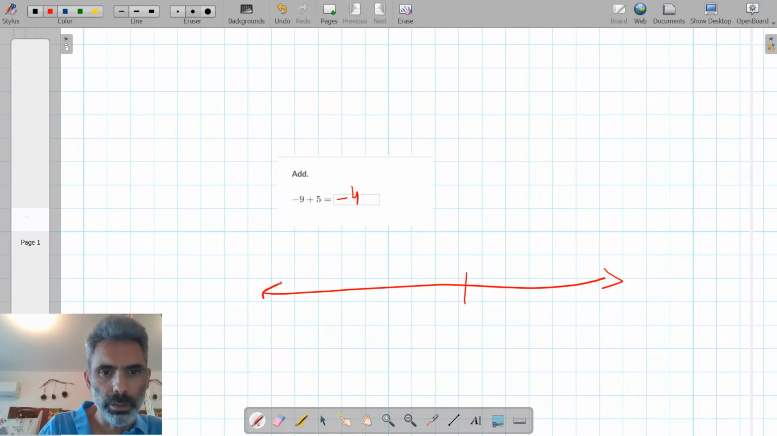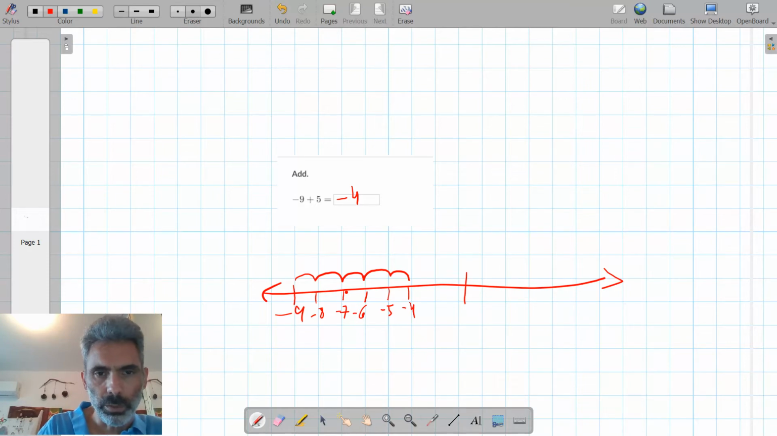We begin here at -9, and then we step 1, 2, 3, 4, 5 steps to the right because we add 5. So this is -8, this is -7, this is -6, this is -5, and this is -4.